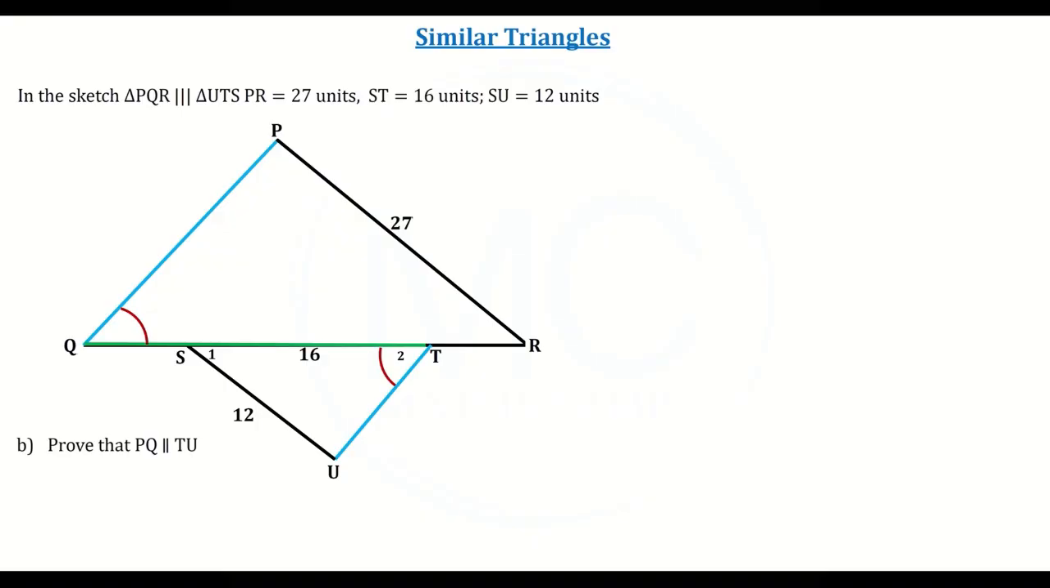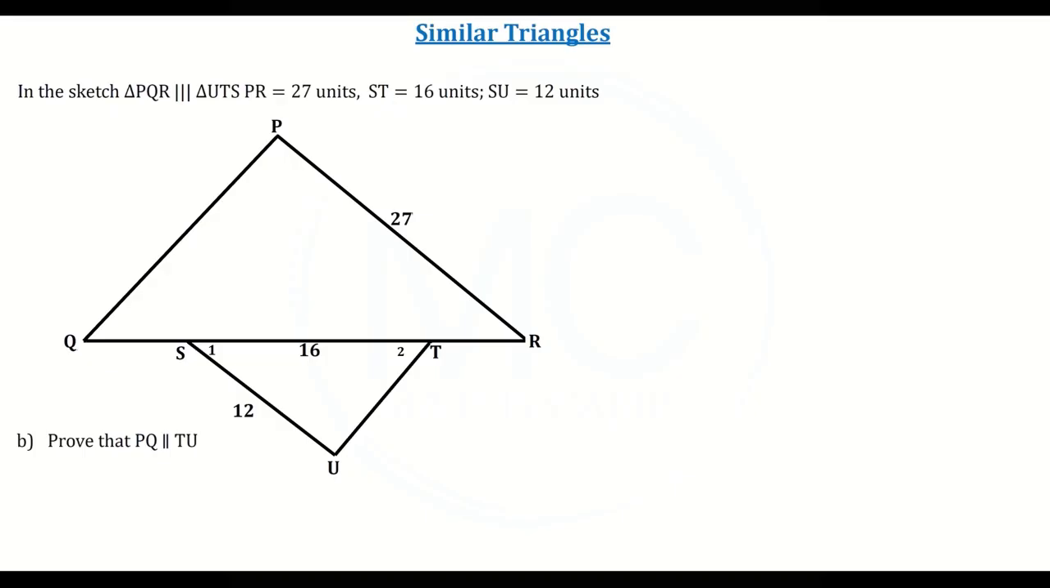So to prove that PQ is parallel to TU, we need to prove that angle Q is equal to angle T2. But we don't know the sizes of any of these angles, so we cannot measure them. But the question tells us that triangle PQR is similar to triangle UTS, which means that all pairs of corresponding angles are equal. So let's use this. Let's mark our diagram in black.